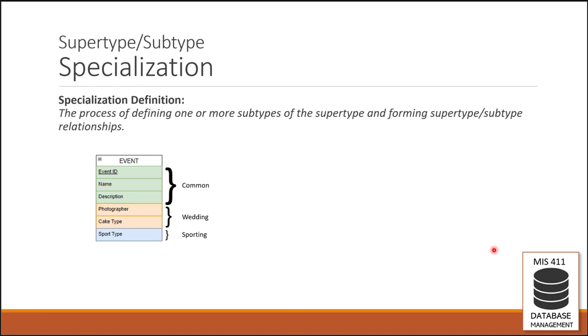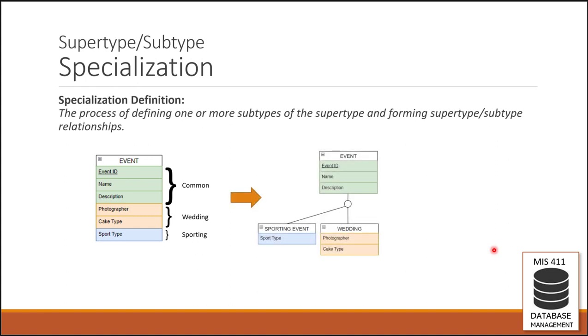So in this, again, it's a simple example. We say event ID, name, and description are common, right? We say the photographer and the cake type are specific to weddings, right? And the sport type is specific to sporting events. Now, you don't actually have to do this notation. You don't have to write out which ones are common in wedding. I'm just showing you the process, right?